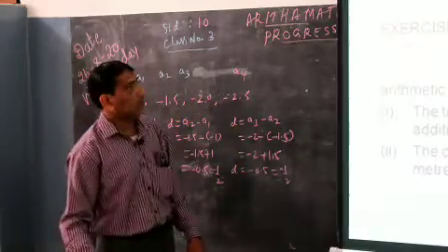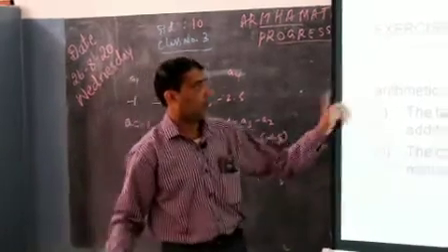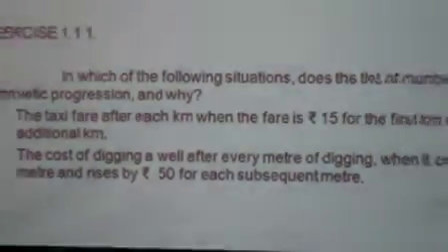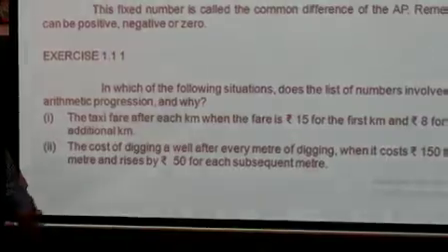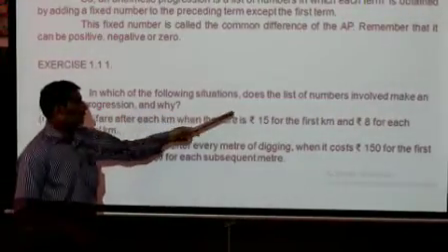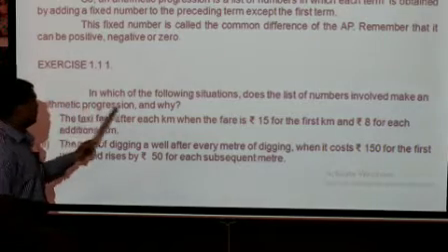Let us come to exercise 1.1. See, again they have given a few examples from our daily life: in which of the following situations does the list of numbers involved make an arithmetic progression, and why?